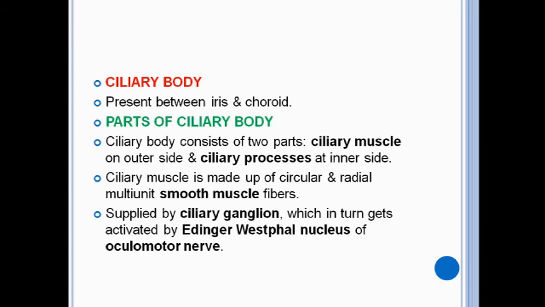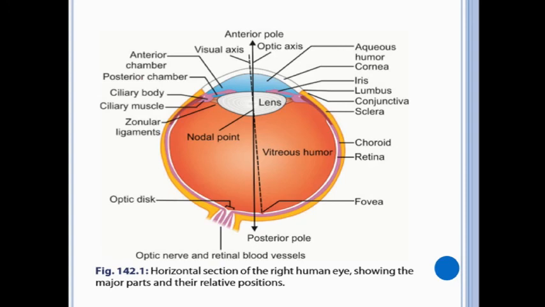The second structure is your ciliary body. It is present between the two structures, iris and your choroid. It has the ciliary muscle, which is on the outer side, and the other one is your ciliary processes, which are present on your inner side. Coming to the ciliary muscles, they are made up of circular and radial multi-unit smooth muscle fibers, which are supplied by the Edinger-Westphal nucleus of the oculomotor nerve.